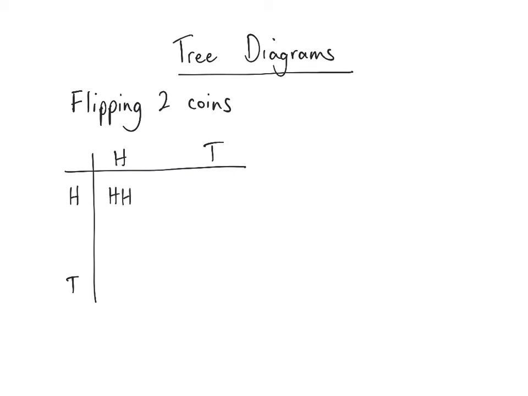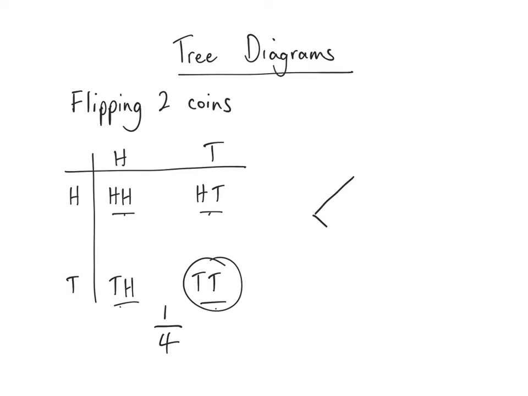So if you flip two coins you could get heads heads, heads then tails, tails then heads, and tails then tails. These four things are all the possible outcomes. What's the probability of both coins being tails? 1 out of 4 options. Now all a tree diagram is, is a different way of representing this.